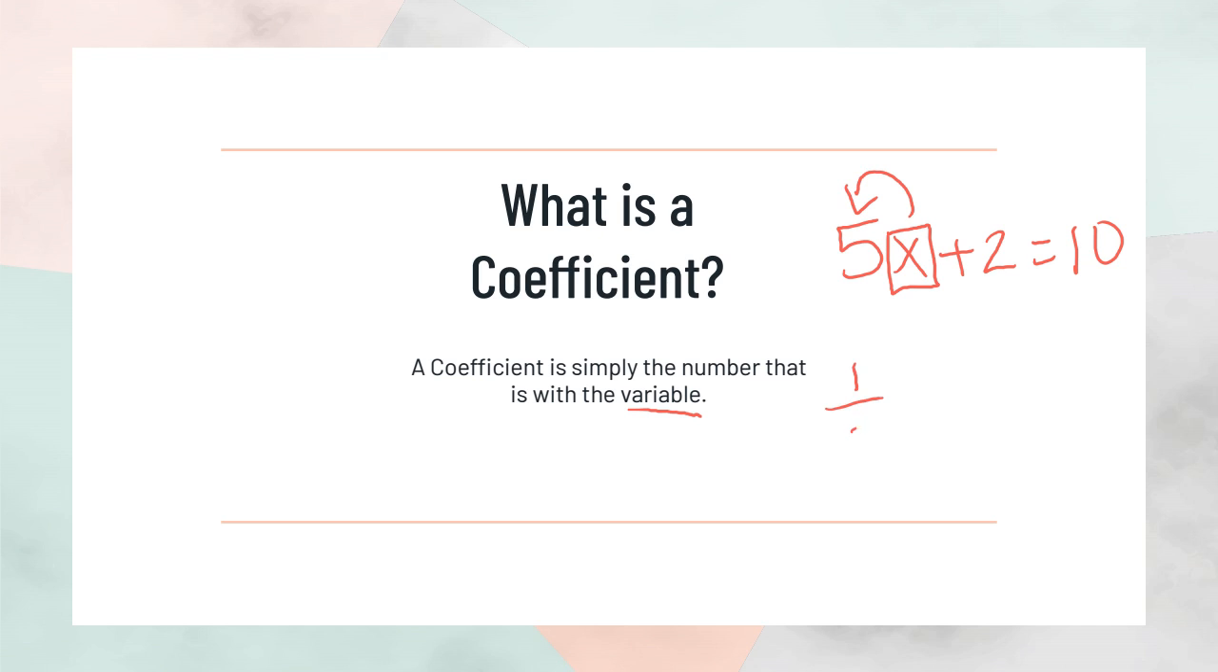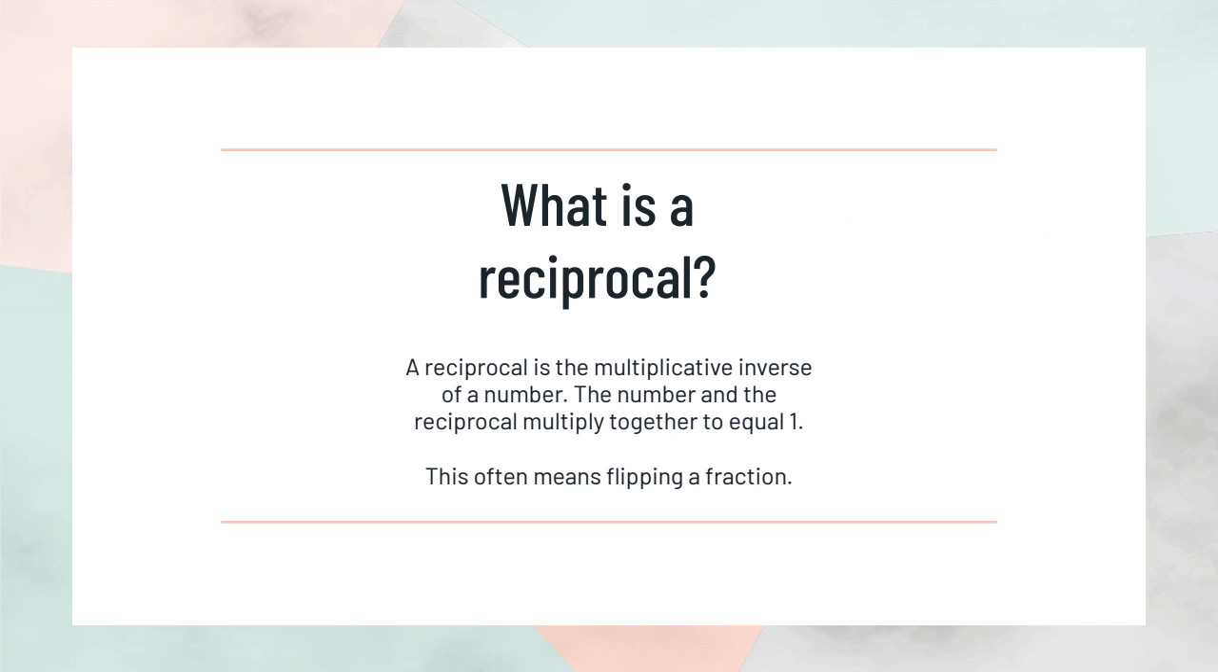If I have 1/2 x equals 18, well, what number is with my variable? 1/2. So my coefficient is 1/2. So your variable is the letter that represents the unknown, and then your coefficient is the number that is with the variable. So another thing we need to know is the reciprocal, because that's how we're going to solve these.